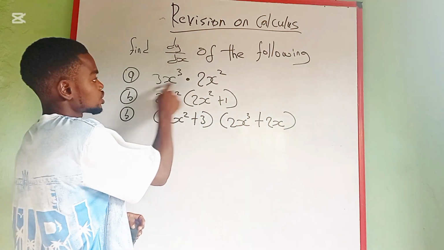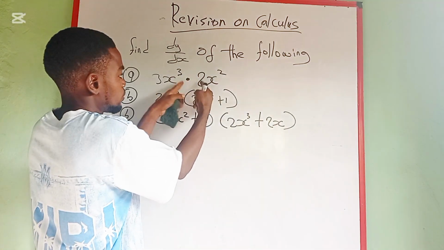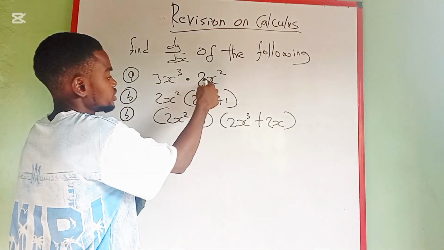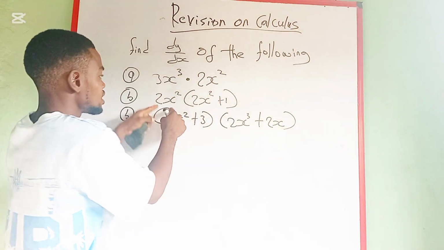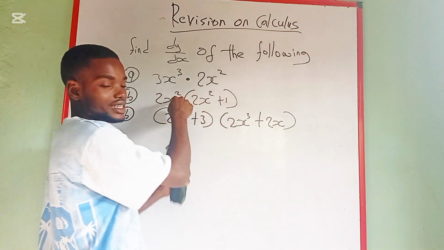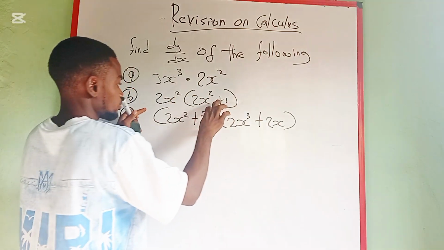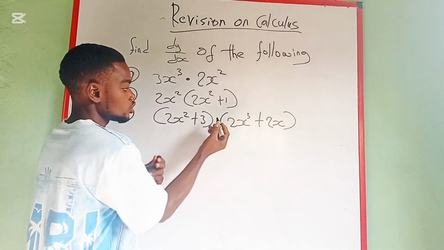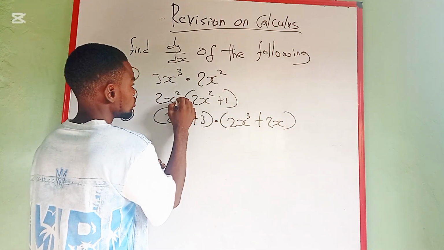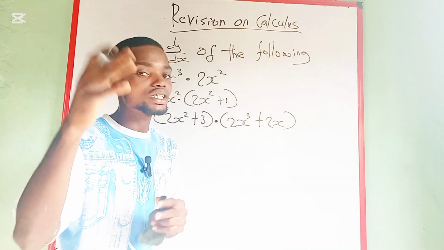If you look at this expression, you see this dot means that this expression is multiplying this expression. This one multiplying this one, and this 2x squared, what holds it together with this bracket is a multiplication sign. So it is multiplying this, and this bracket and this bracket, what holds them together here is still multiplication. Hence, this is the derivative of a product in calculus.